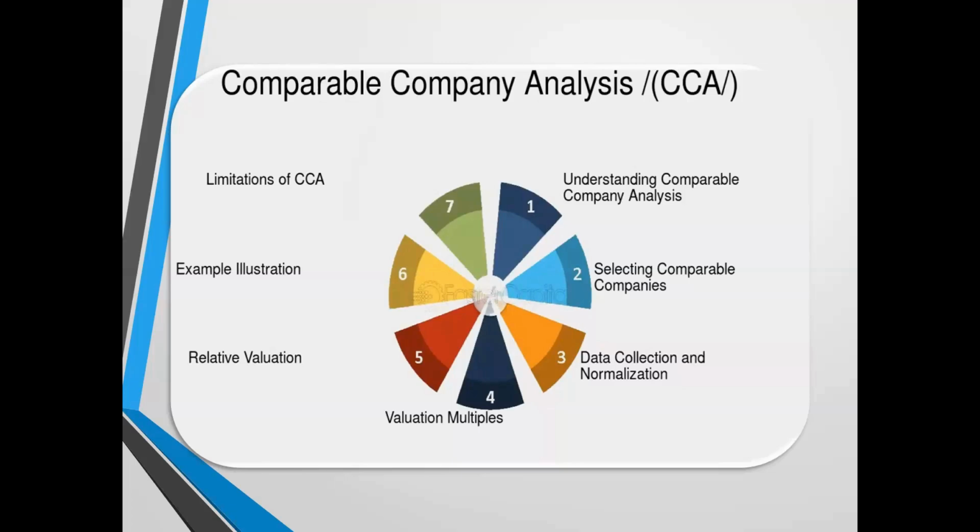Data collection and normalization. It gathers key financial data and adjusts for one-time events or accounting differences to ensure comparability across firms. The fourth one is valuation multiples. It uses multiples like PE, EV/EBITDA, or PS to evaluate how companies are priced relative to their financial metrics.